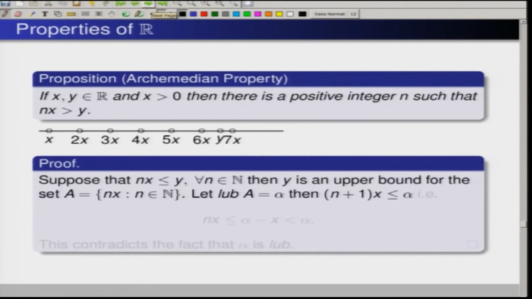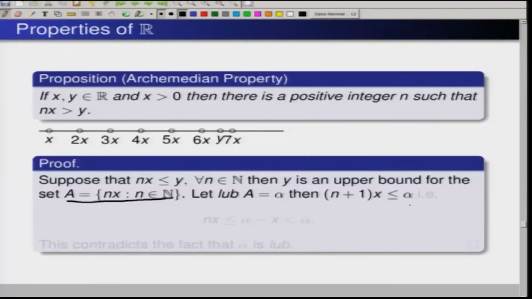So, this is the proof. Suppose that there does not exist any n, that means what? nx is going to be less than or equal to y for all n. Then definitely if I take the set A to be nx, n belongs to N, then y is going to be an upper bound of this. By the construction of the real numbers, definitely this set A is going to have a least upper bound, because that is our axiom of a real number. Now, call that least upper bound alpha.